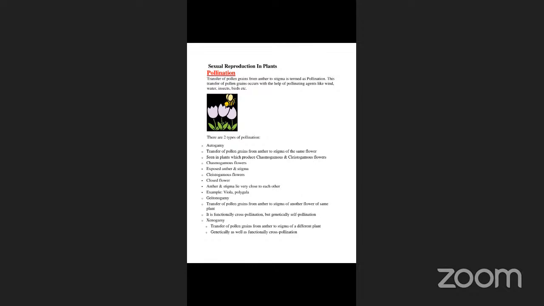Among the three, one is the egg cell. The egg cell is bigger than the remaining two cells. In the center are two nuclei which are fused. That's why they are called secondary nuclei. This is the structure of the embryo sac, studied yesterday.